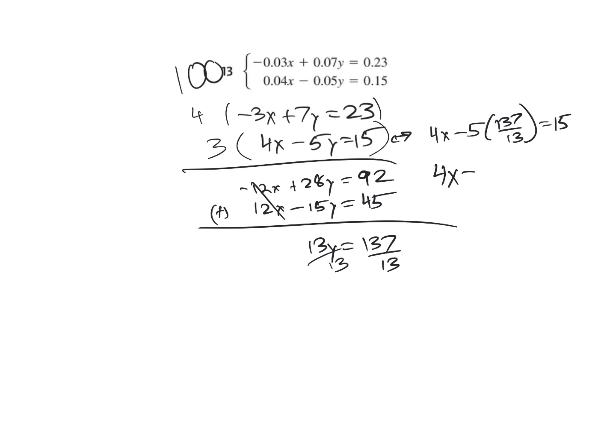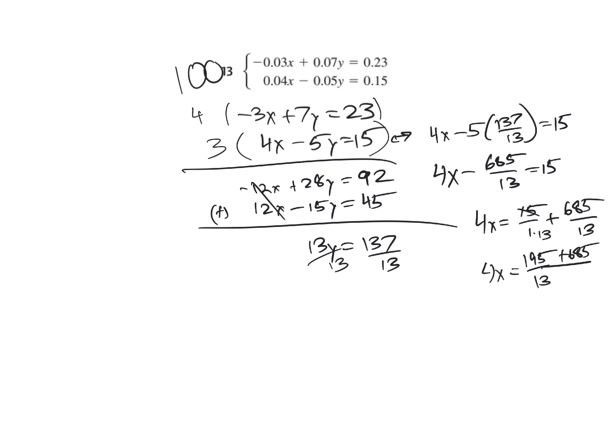685. Let's see, 5 times 137, 685. So 685 over 13. So 4x equals 15 over 1 plus 685 over 13. So I'll multiply by 13, and 15 times 13 is 195. Okay, so 195 plus the 685, it's 880.